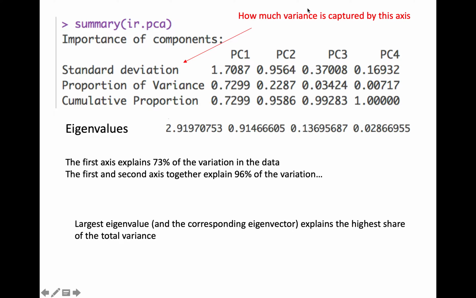So how much variance is captured by this axis, I can see in the summary as well of the PCA output. So here's the standard deviation, and I can see that it's high in PC1, high in PC2, getting lower and lower, and the cumulative proportion is here. And by the time I get to PC4, I should have all of it.